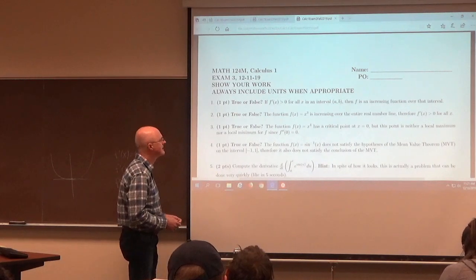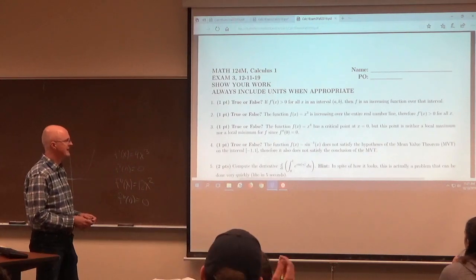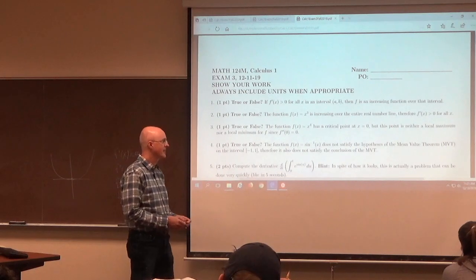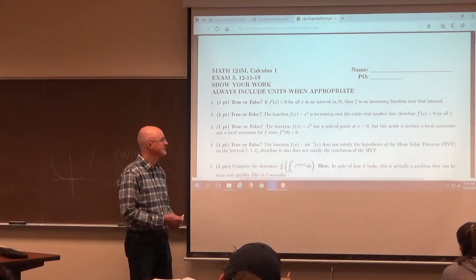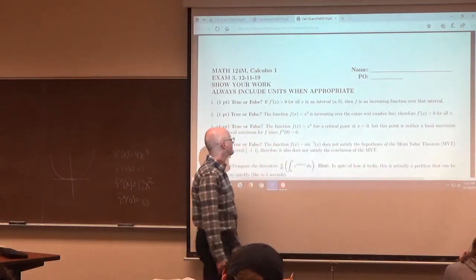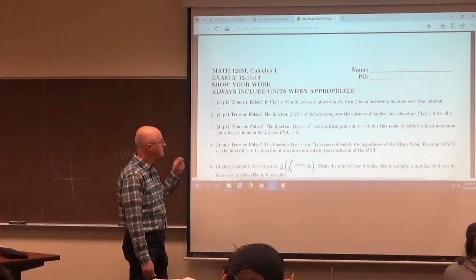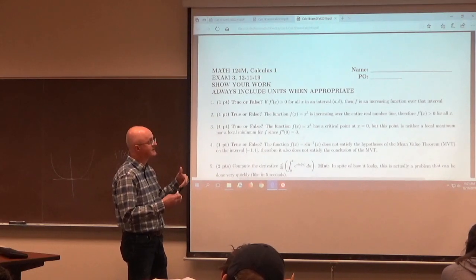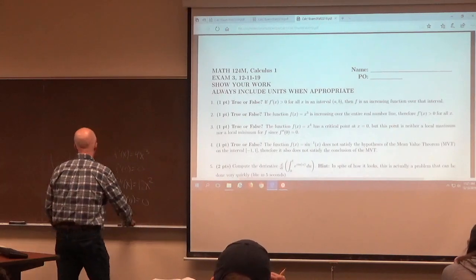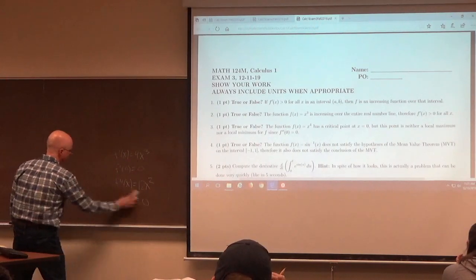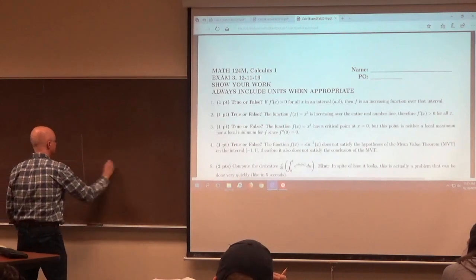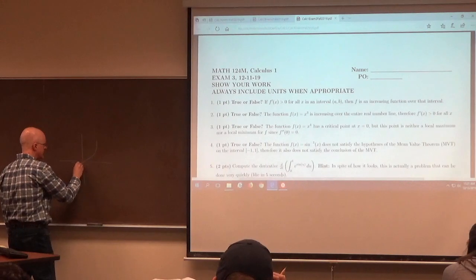Number four: the inverse sine function does not satisfy the hypotheses of the mean value theorem, and therefore does not satisfy the conclusion. That's false in two ways, in fact. It actually does satisfy the hypotheses, and therefore it also does satisfy the conclusion. But also, just because something doesn't satisfy the hypotheses doesn't mean it fails the conclusion. I'll say that again if that was confusing. So the inverse sine function has a graph that looks like this.